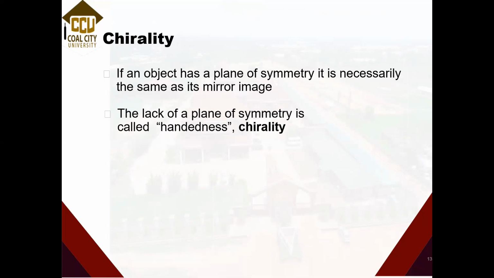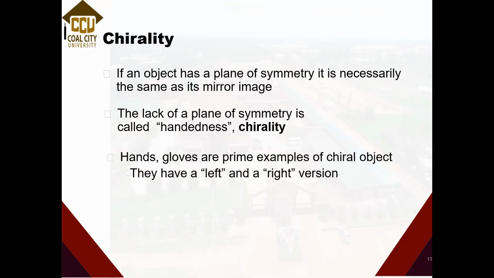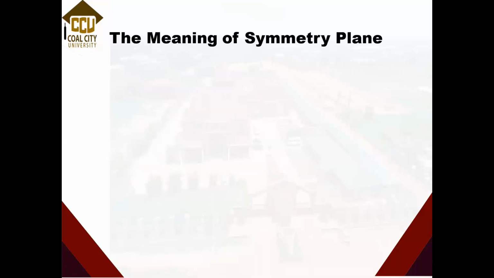Now, the lack of a plane of symmetry is called handedness or chirality. We are still saying the same thing, just using different words to pass the same information. Hands and gloves are prime examples of chiral objects. They have a left and a right version. When you buy shoes, you buy the left leg and the right leg. You don't buy 2 left legs because there's handedness. They are not the same. That's the idea that we are passing across.